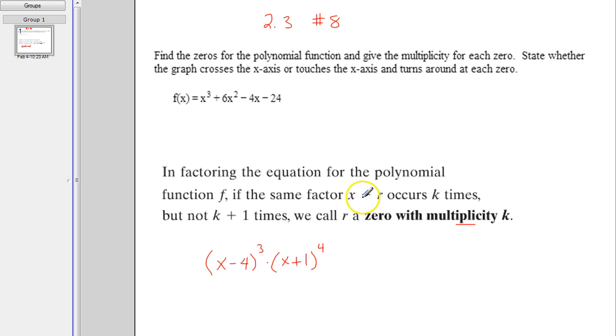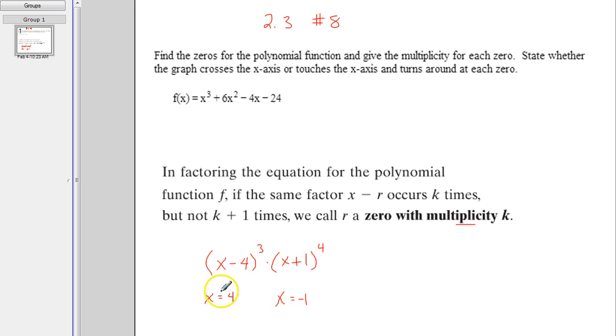So r, the things that are being subtracted here, are the zeros. What's being subtracted here? 4. So x equals 4 is the zero. It makes this thing equal to 0. What's being subtracted here? Well, I could write that as x plus 1, or as x minus negative 1. But you can also just think of it as changing the sign. What makes this in parentheses 0? So the zero is x equals negative 1. So that's the zero here, and that's the zero here.